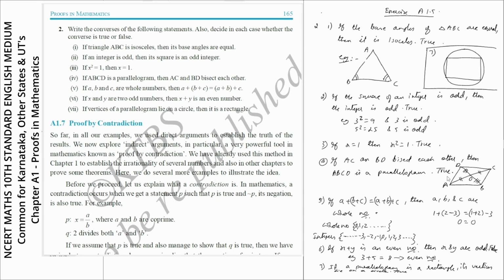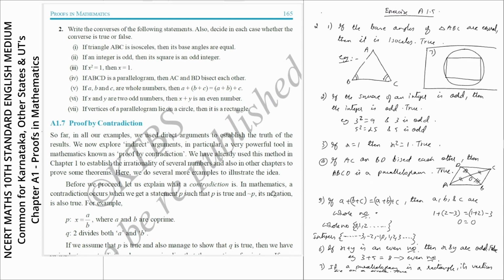Also, if you draw any two lines which intersect each other and at the same time bisect one another, and if we join all the end points this way, then we'll get a parallelogram. Therefore this statement is true: if AC and BD bisect each other, then ABCD is a parallelogram.